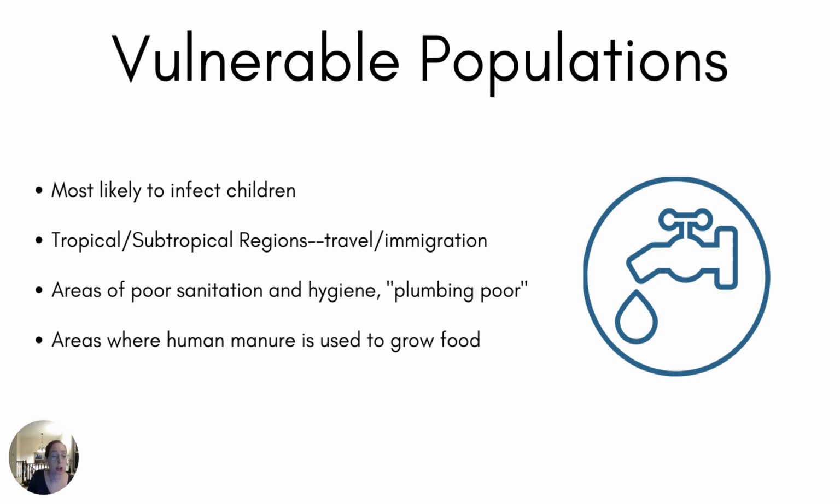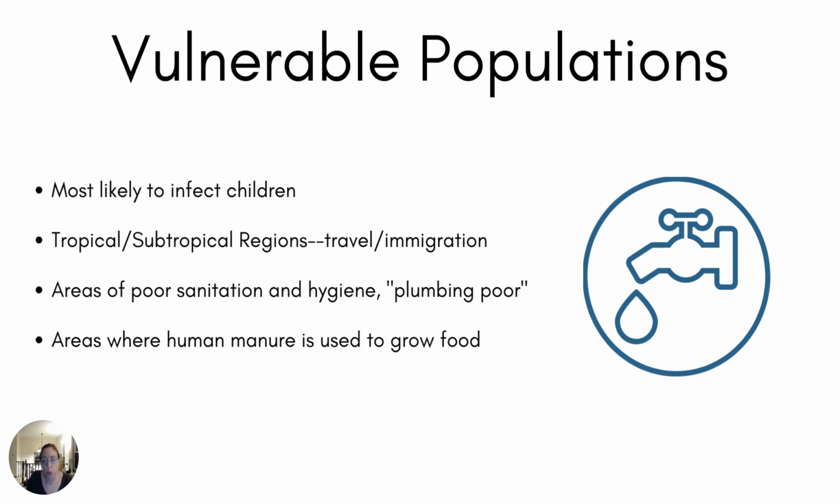We've already talked about the tropical and subtropical regions. The worms themselves tend to prefer these regions, the high humidity, the clay-like soil. But because of travel, because of immigration, because of the movement of refugee populations, it is considered a worldwide problem. You never know where these infections are going to pop up. And that's just because of this modern day travel.